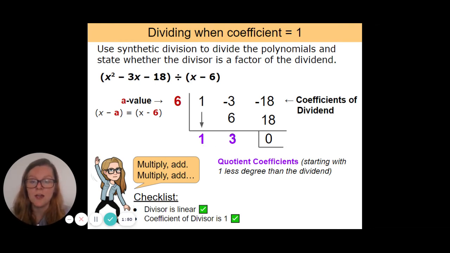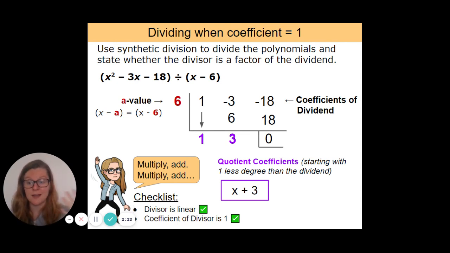So when you're writing your final answer, I need you guys to go back to the original dividend. And I need you to look at the degree. This is degree 2. Your answer, because think about it, you're dividing x squared by x. Your answer should just be x. So your answer will have degree 1. So you're going to say the coefficient in front of x is 1. And then your next is going to be your constant, and that's going to be 3. So this is what I mean here, starting with 1 less degree than your dividend. That is how I'm going to get my exponents.